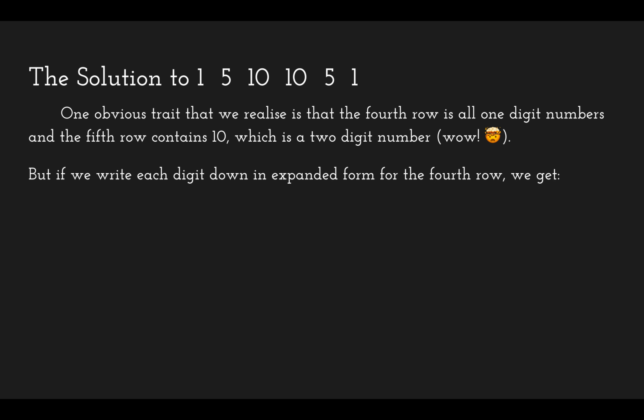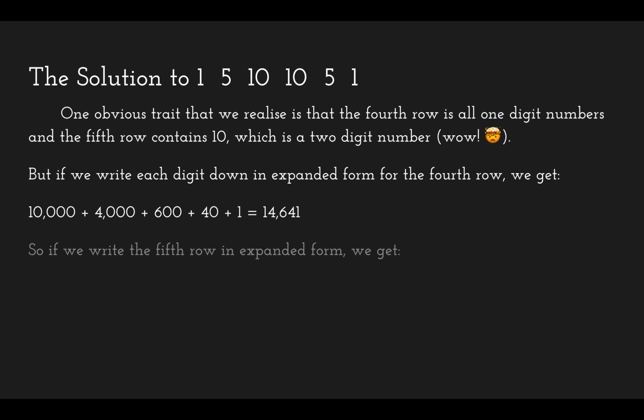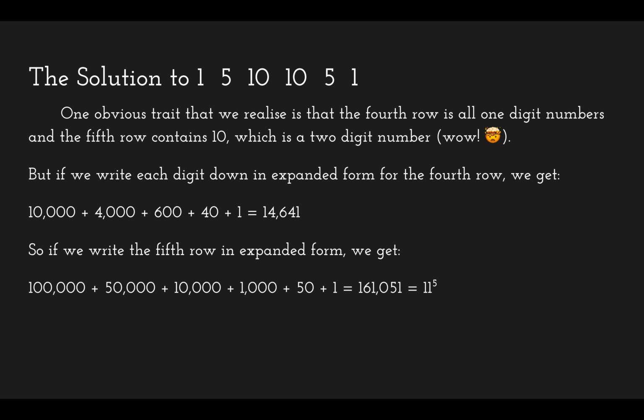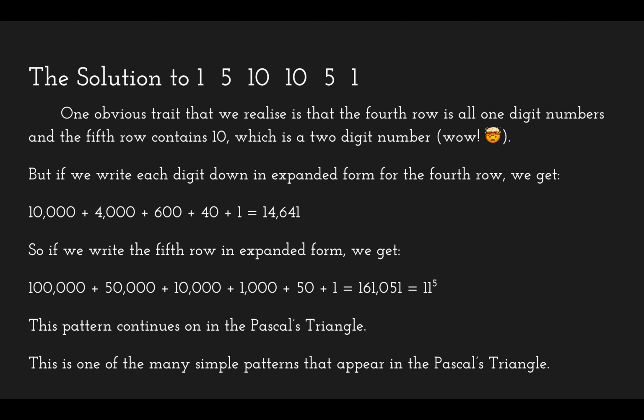But if we write each digit down in expanded form, for the 4th row we will get 10,000 plus 4,000 plus 600 plus 40 plus 1, which is 14,641. If we write the 5th row in expanded form, we will get 100,000 plus 50,000 plus 10,000 plus 1,000 plus 50 plus 1, which is indeed 161,051, which is 11 to the 5th. This pattern continues on forever in Pascal's triangle. And this is one of the many simple patterns that appear in Pascal's triangle.